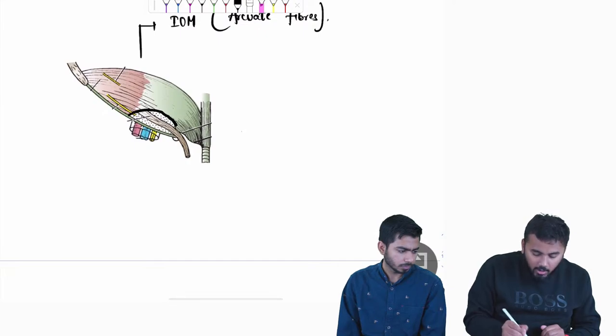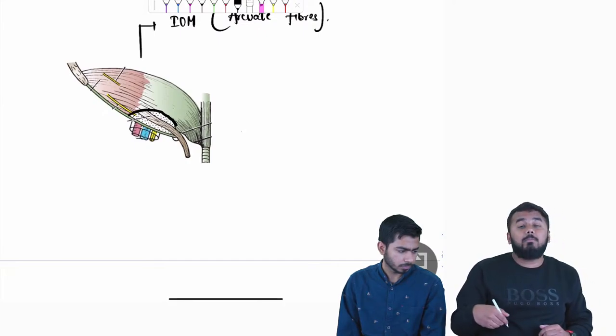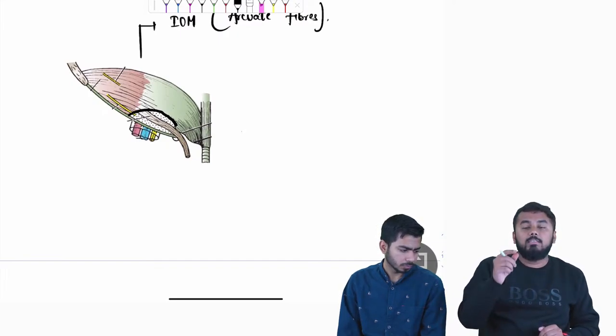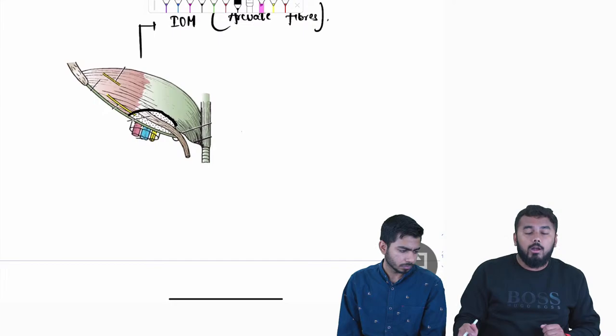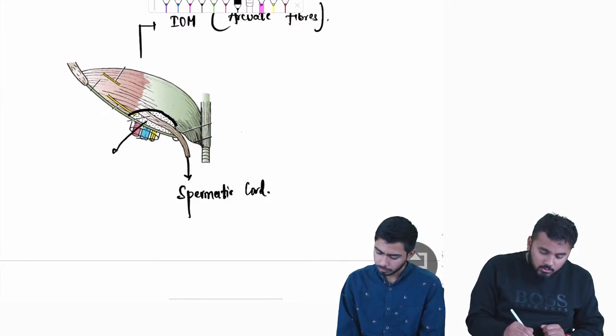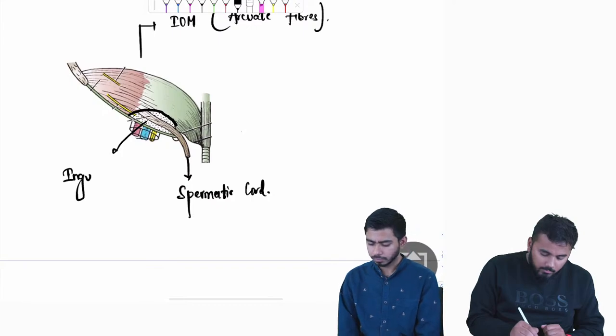What is this canal? This canal is nothing but called as inguinal canal, and whatever is coming out of inguinal canal is nothing but called as spermatic cord. So can I tell this as a spermatic cord? Yes, spermatic cord. Then what about this? This is called as inguinal canal.